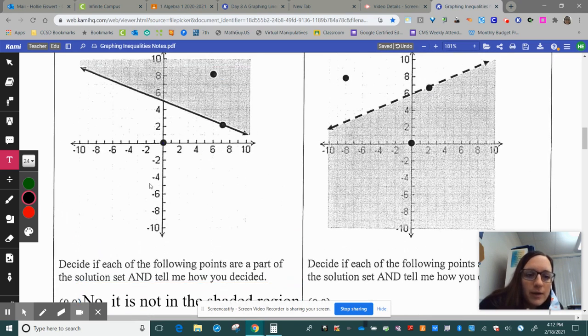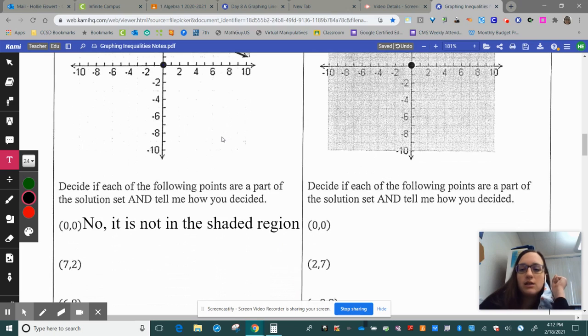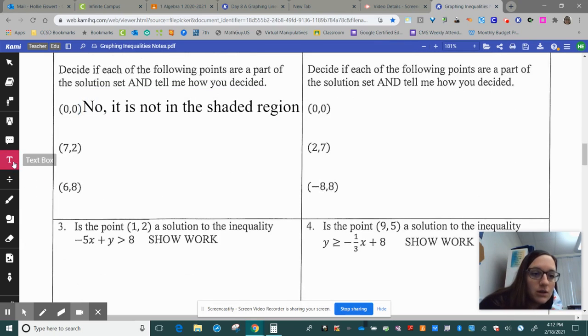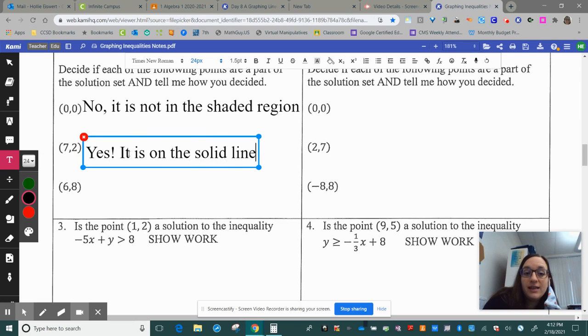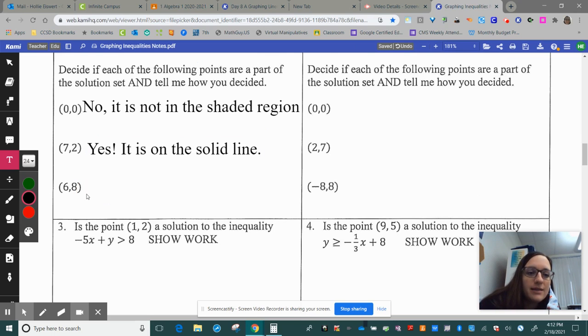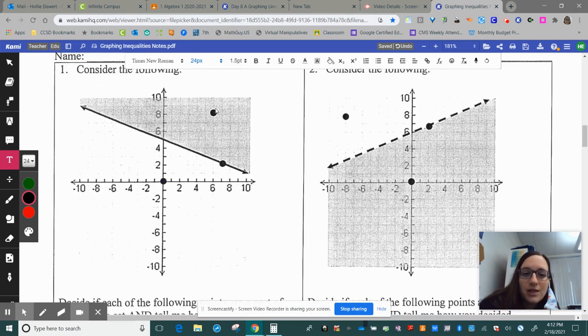Cool. Okay, next one is 7, 2. So we go over to 7, up 2. This one. Is it a solution? Yes, it is. It's on the solid line, so it's like a closed dot. It is "or equal to" that. So that is true. It's part of the solution set. So this one is a yes. It is on the solid line. That is key. Solid line. Good.